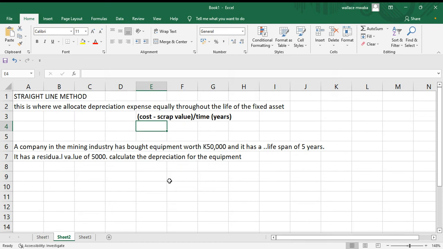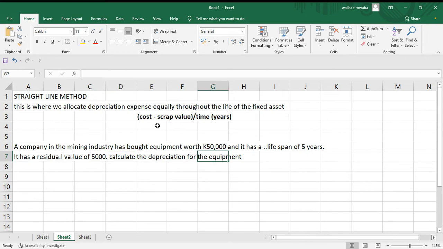So we're going to look at our first example here. A company in the mining industry has bought equipment worth 50,000 kwacha, and it has a lifespan of 5 years. It also has a residual value of 5,000, so this is how much the machine will be worth after 5 years. Calculate the depreciation for the equipment.